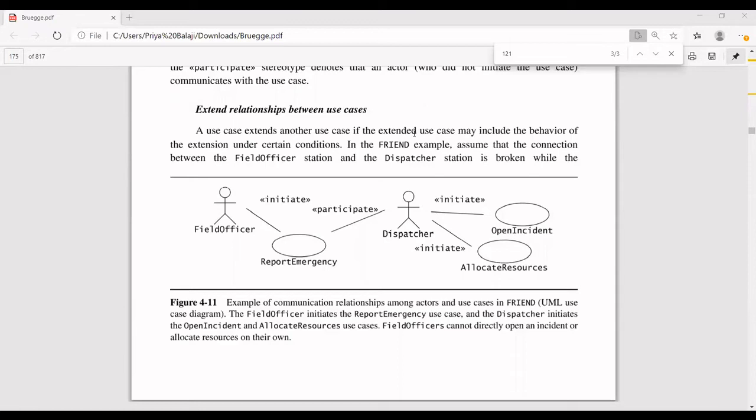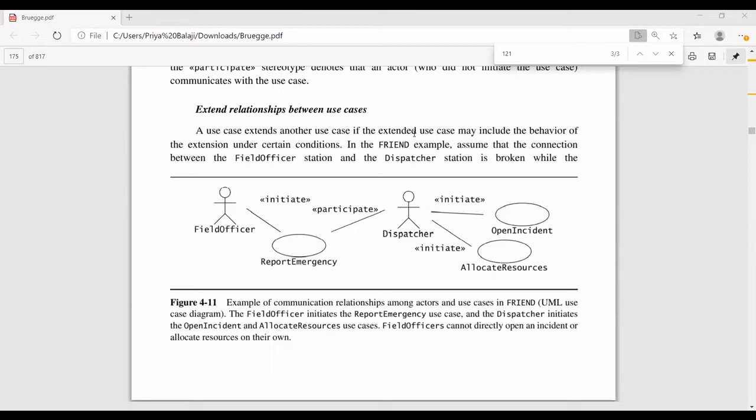So in an extend relationship, it may not happen. It may happen; there is an option. Then that type of thing can be included using an extends relationship, right? So an include relationship must be there. An extends relationship may happen, and if it happens, it has to be there. So that is the difference between extends and include.